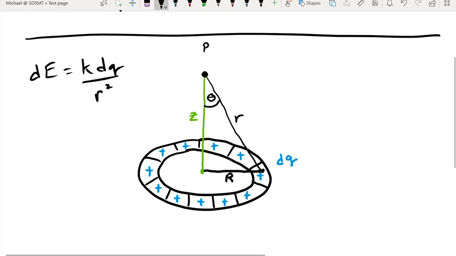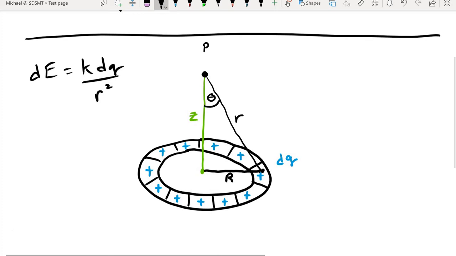But here's the really interesting thing. When we look at this picture, Z is the measure from the center point of the ring up to point P. That's a constant. The radius of the ring, big R, that's a constant. And so if Z and big R are constants, then little r has to be a constant. And if all the side legs are constants, then that means that theta has to be a constant.